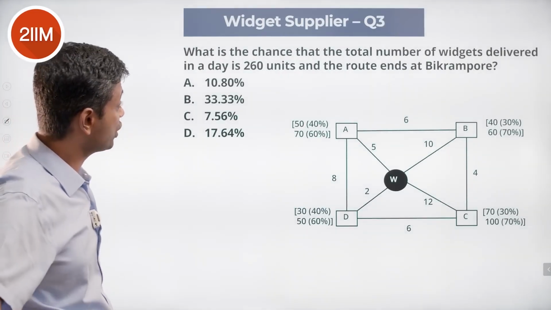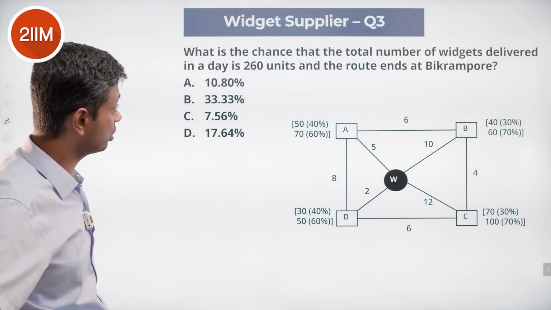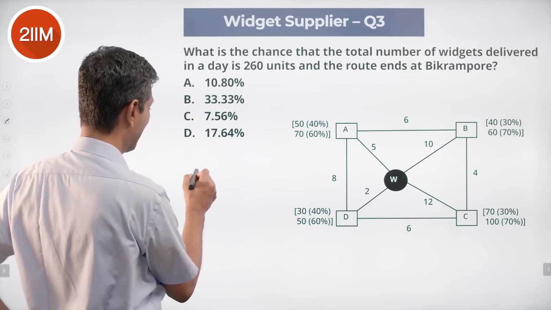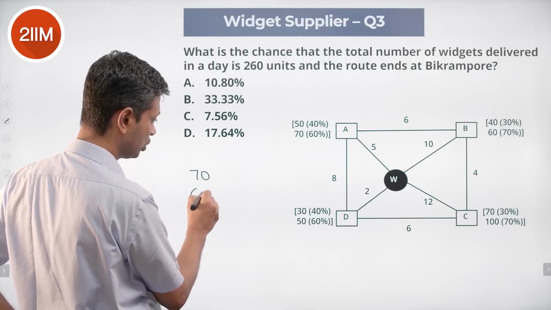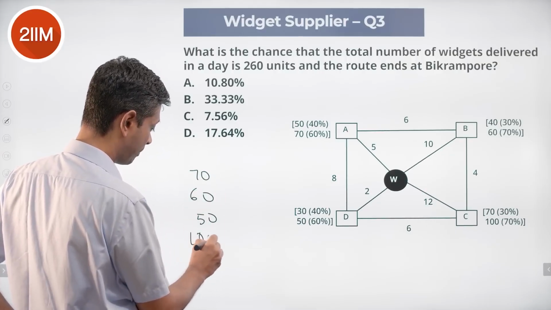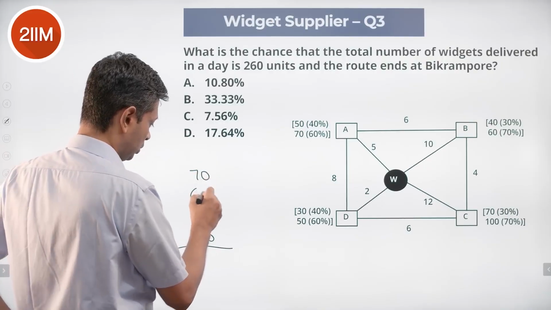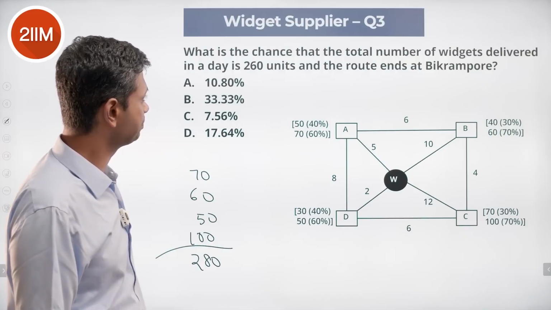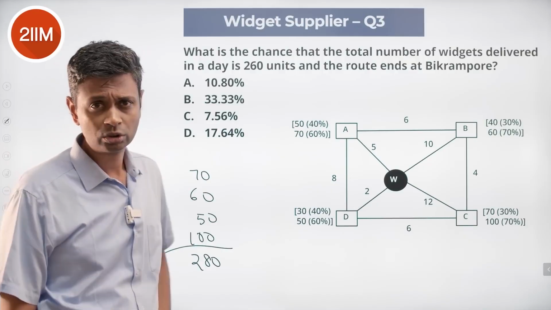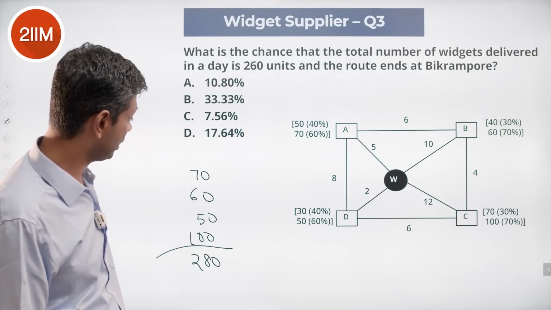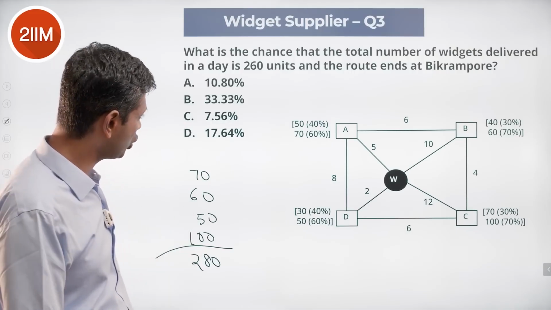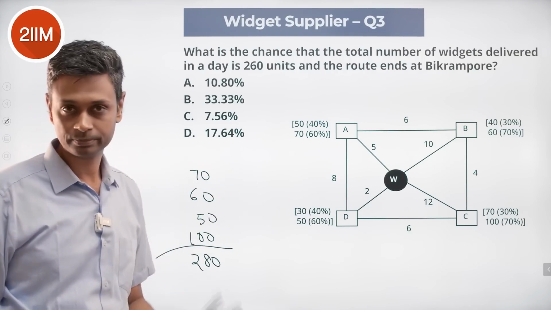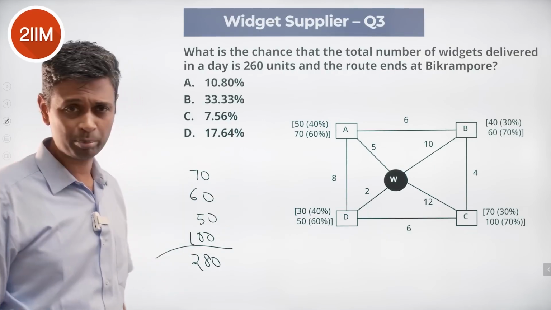What is the chance that the total number of widgets delivered in a day is 260 units and the route ends at Bikrampore? 260 is a friendly number because I already knew this. I added the totals, which is 70, 60, 50, 100, the maximum possible. 130, 180 is 280. And I have a 260. And so I'm doing a 260 units. That means I'm 20 short. That means my 20 short could have come at A or D or B. And so I end at Bikrampore.